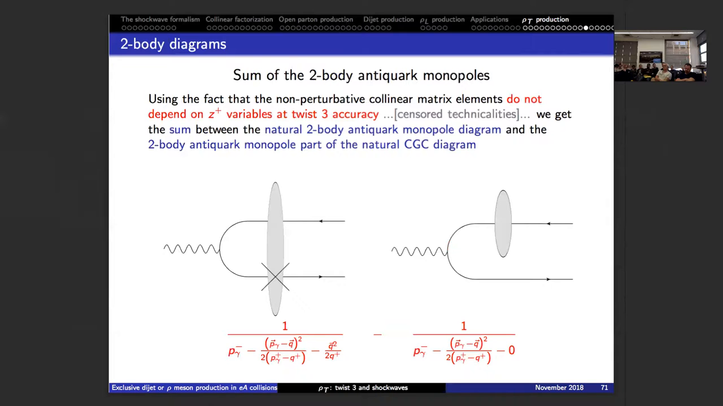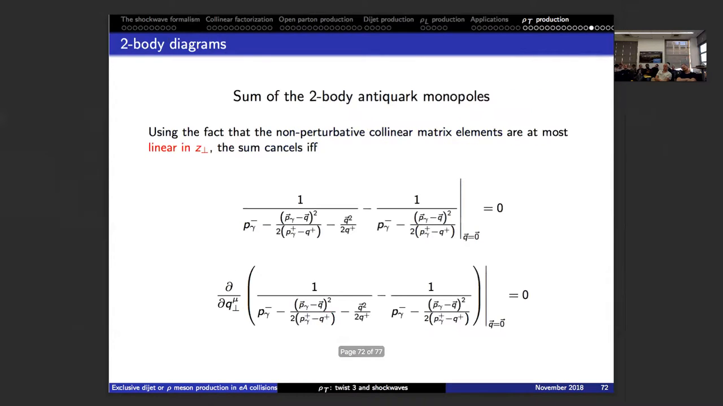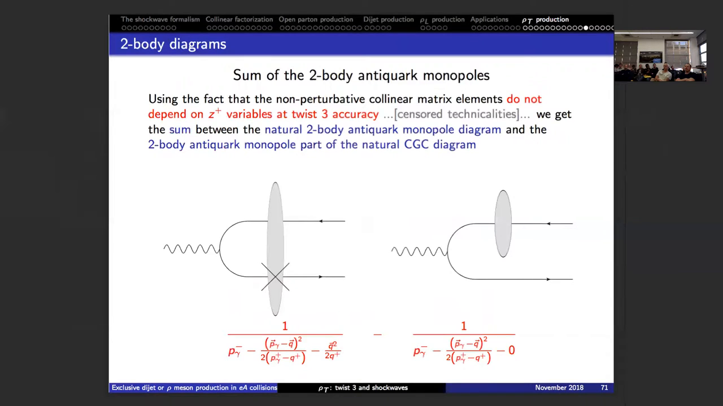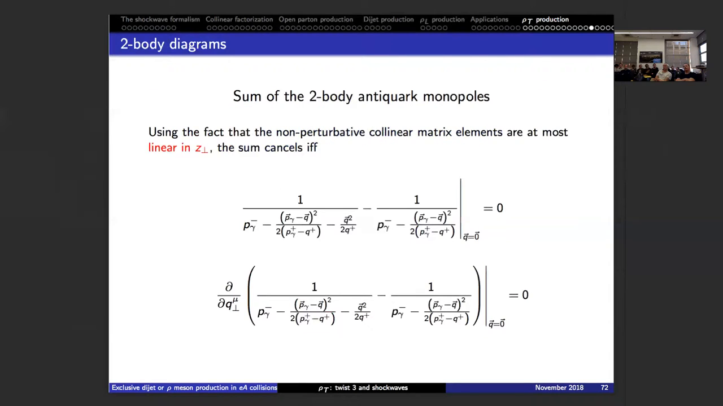At twist three, you know that the twist three matrix element is at most linear in Z minus. And doing that, it just means that if I'm summing these two, I need this sum and its derivative at q perp equals zero to be zero. That's just a technicality. But the second derivative doesn't cancel, and the second derivative would happen at twist four. So at twist three, you can always just match those two-body monopoles, set them to zero, but at twist four, you would be in more trouble.